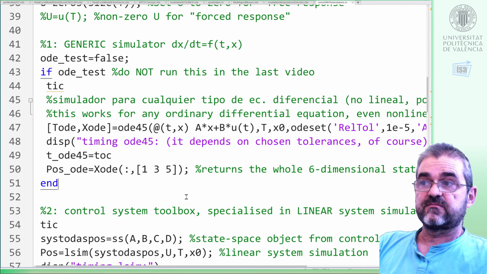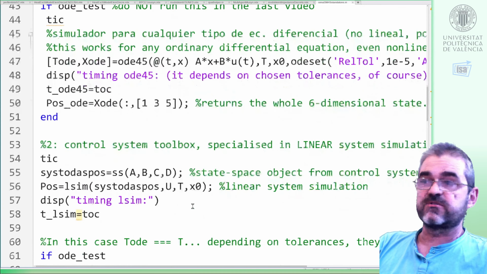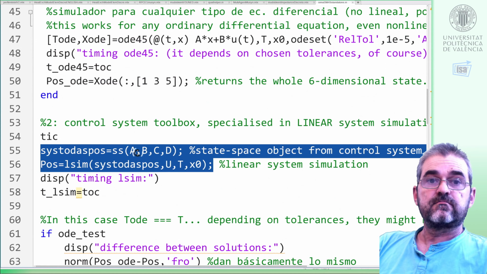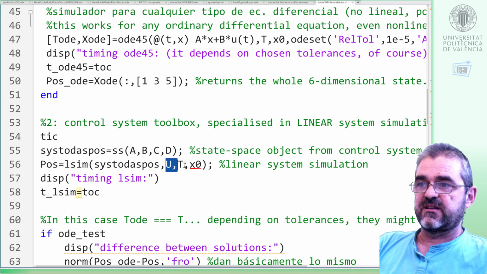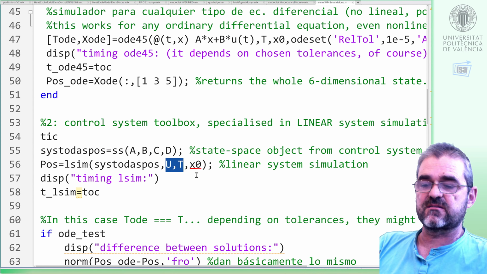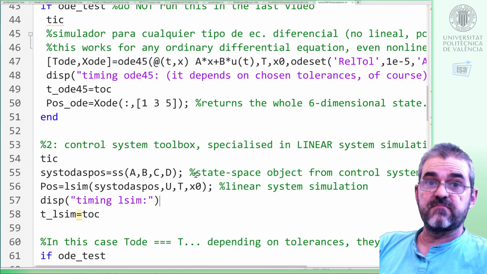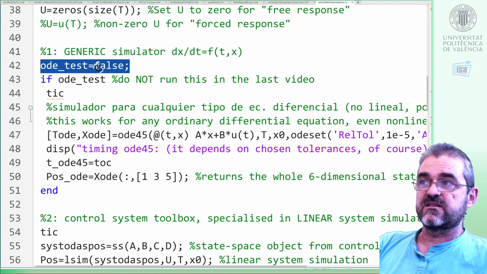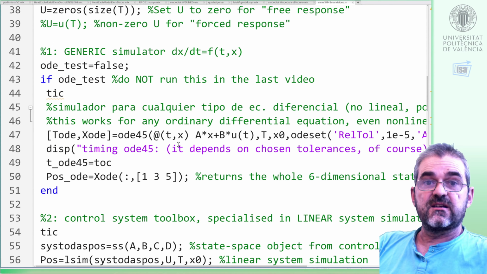Or alternatively, we could use a specialized linear simulator routine in Control System Toolbox by building a state space ABCD linear system and using the linear simulator LSIM, giving initial conditions and a set of time instants and the vector of inputs at those time instants. As both simulations gave basically the same result, I am setting this ODE test to false because only one of the ways of simulating is actually needed.